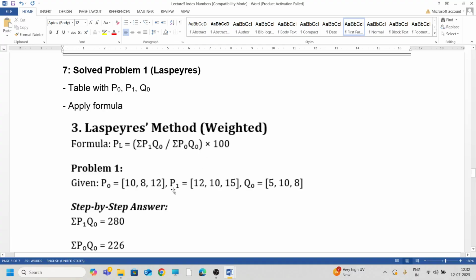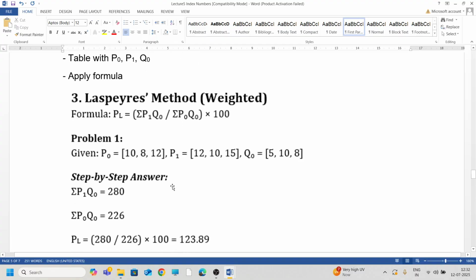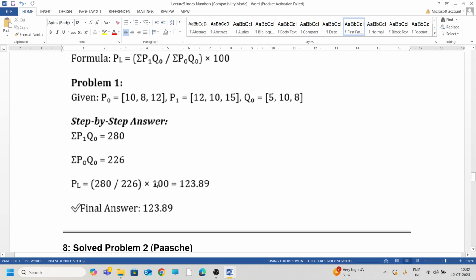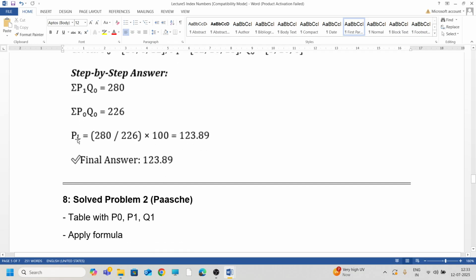PL. P0, P1, Q0 are given. You just find the summation of P1 Q0 and the summation of P0 Q0, just a multiplication and summation. Okay. And PL means summation of P1 Q0 divided by summation of P0 Q0. Okay. So that gives the solution 123.89.